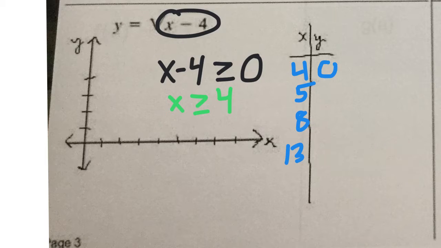If you plug in 5, 5 minus 4 is 1. The square root of 1 is 1. If you plug in 8, the square root of 8 minus 4, that's the square root of 4, which gives 2. Wow, that worked out nice. And 13, if you plug in 13 minus 4 is 9. The square root of 9 is 3.